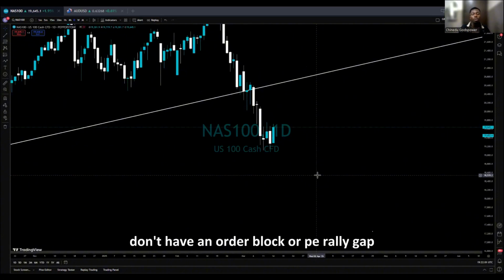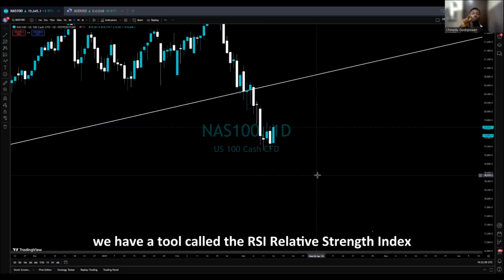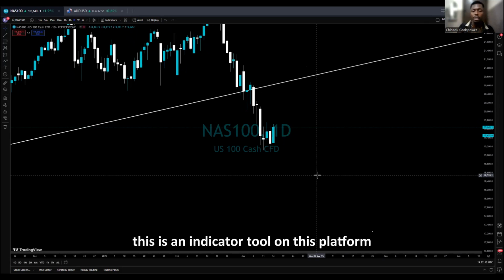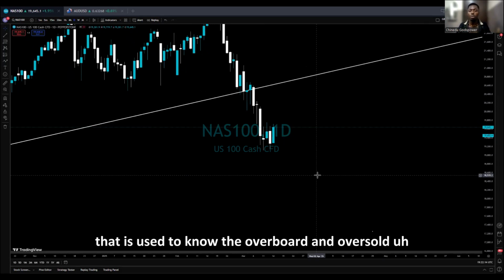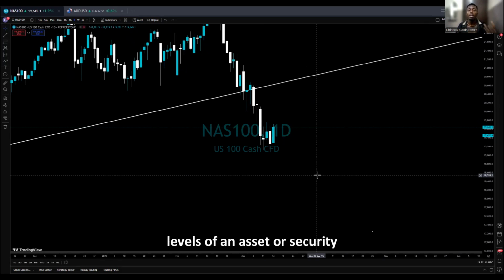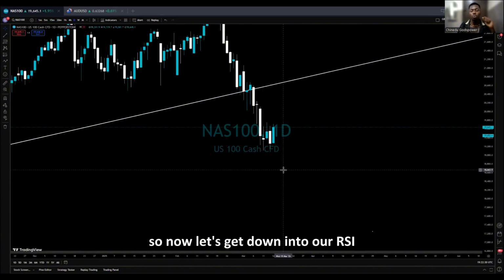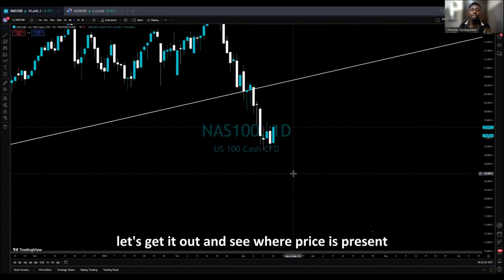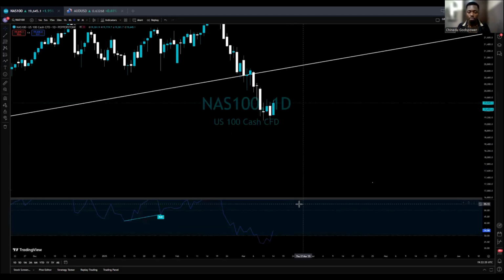Since we don't have an order block or a fair value gap where price can liquidate and rally back up, we have a tool called the RSI, Relative Strength Index. This is an indicator tool on this platform that is used to know the overbought and oversold levels of an asset or a security. So now let's get into our RSI and see where price is.